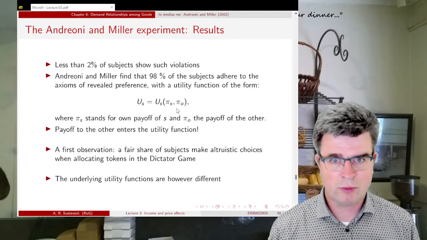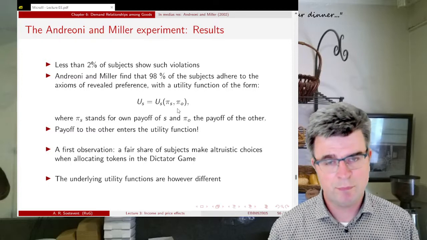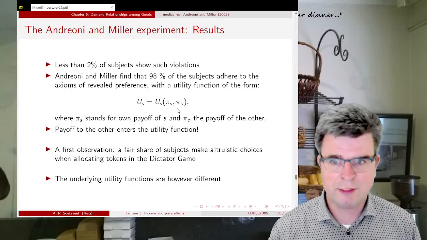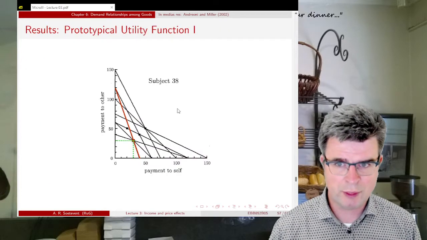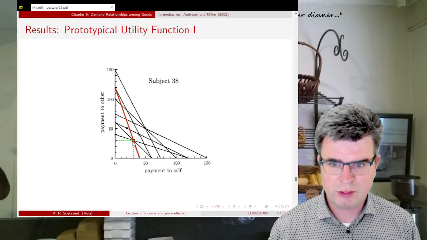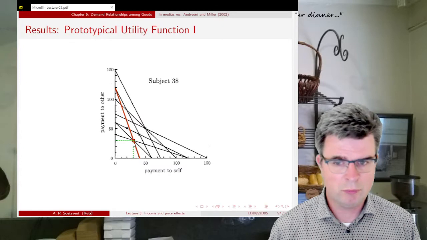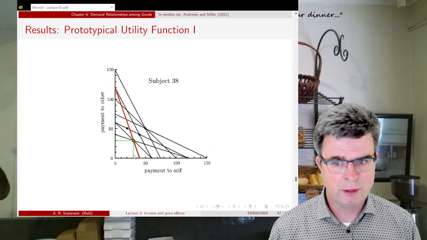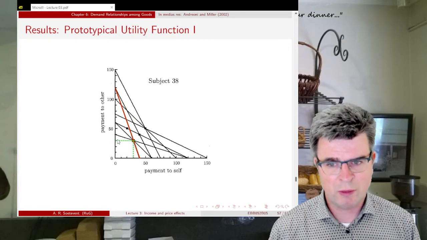But people are not all the same, so there are differences between different subjects, and I will show you some examples. So this is subject 38. If this is the budget line that he faces, he chooses this consumption bundle, which is about an equal split. The amount of tokens that he keeps is such that the actual payoff to himself is identical to the payoff that the other person receives.